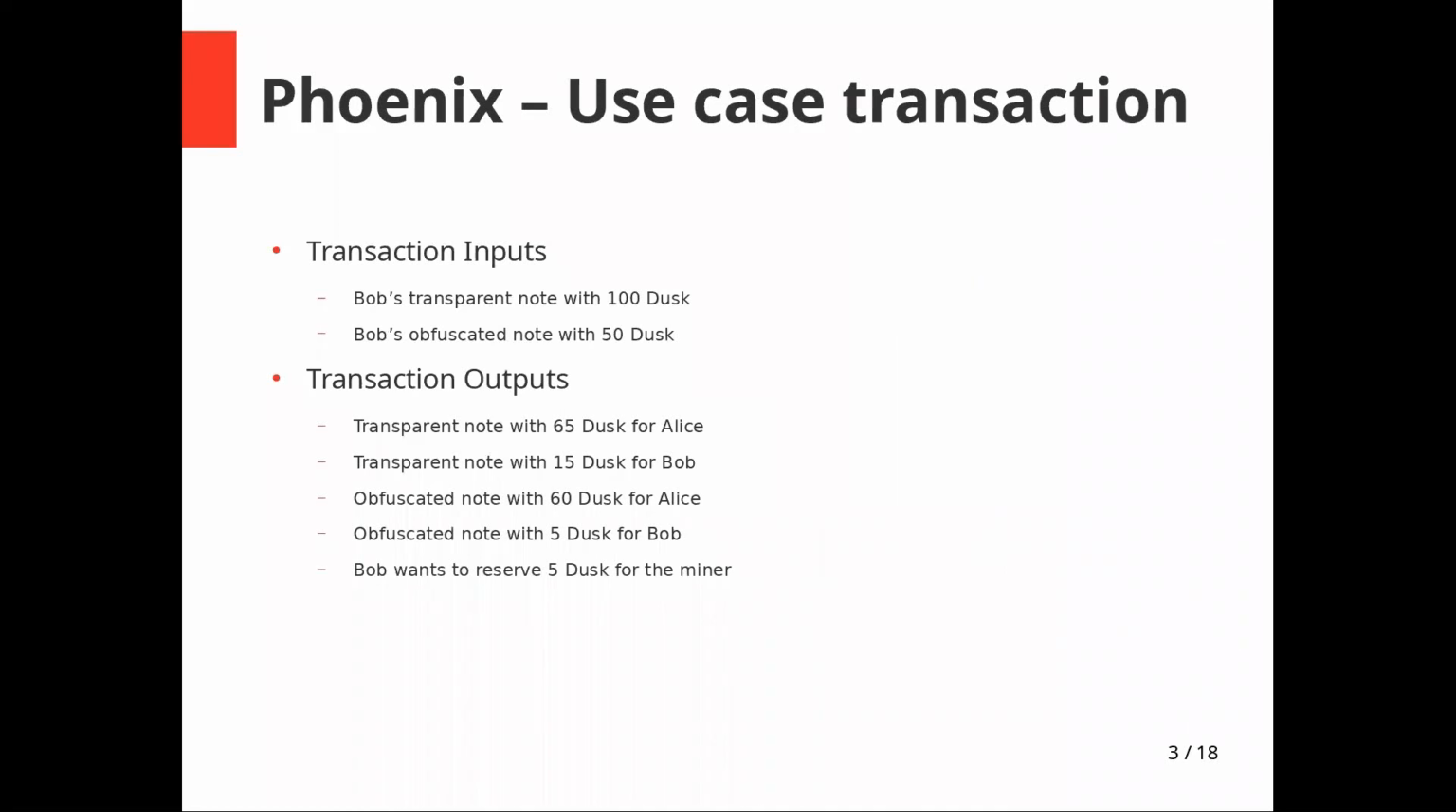So for this transaction, the outputs will be, as I described, Bob will receive some change transactions. He can define the change transactions as he wishes. In this case, the change is composed of 15 dust as transparent and 5 as obfuscated. This implies that the sums of the inputs and the outputs must always be equal, including the fee. And the fee is treated as an output here.